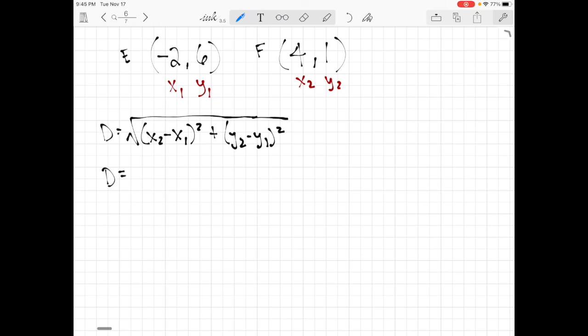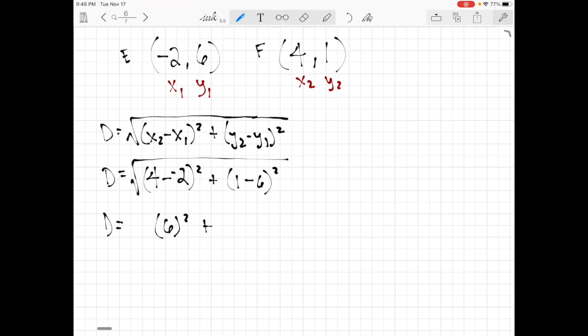And I'm going to start plugging stuff in. D equals my X2 is 4. My X1 is -2, and my Y2 is 1, and my Y1 is 6. And then we take the square root. So then I can start simplifying. 4 minus -2, that's the same as 4 plus 2. It's going to be 6 to the second power. And then 1 minus 6, that's -5. Take that to the second power and take the square root.